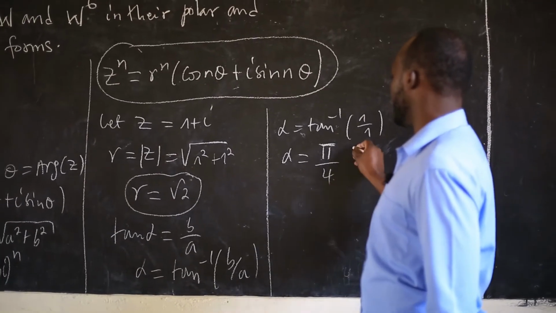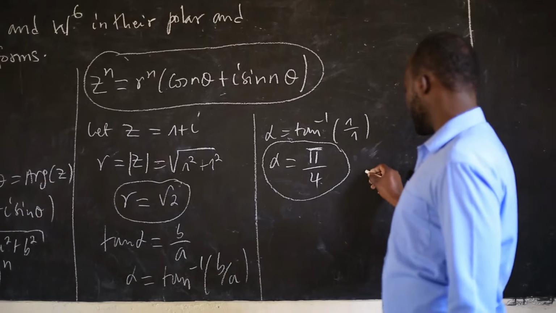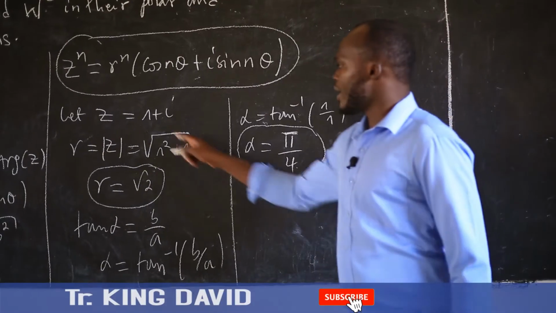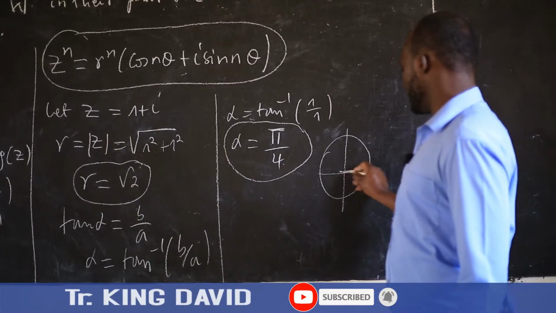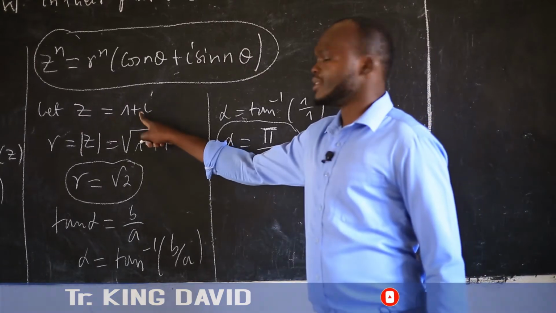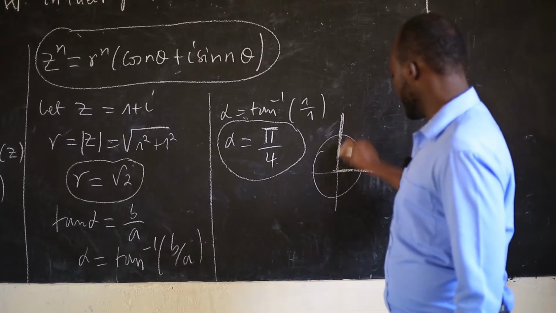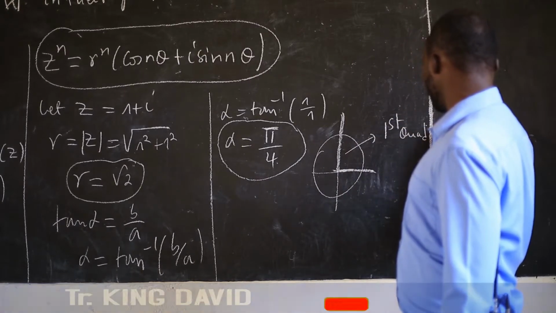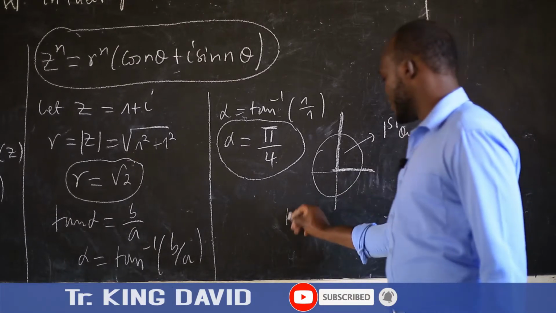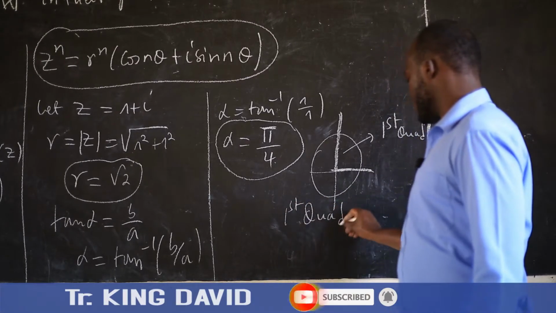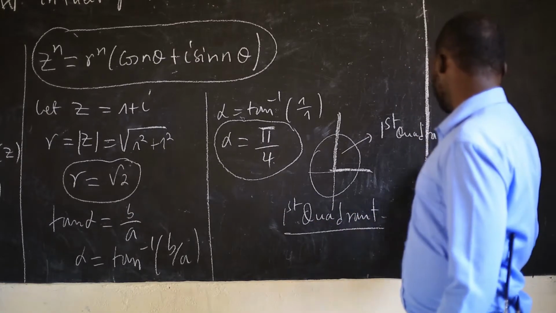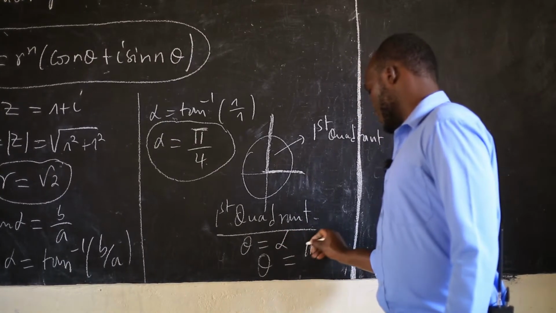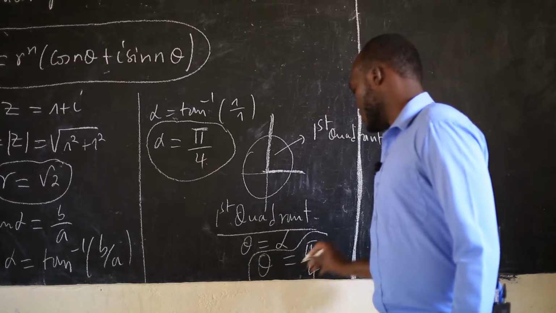Then we use quadrants to know the location of that complex number. Our a is positive on the positive x-axis, and our b is positive on the positive y-axis, so they meet in the first quadrant. In the first quadrant, the angle equals α. So our angle is pi over 4.